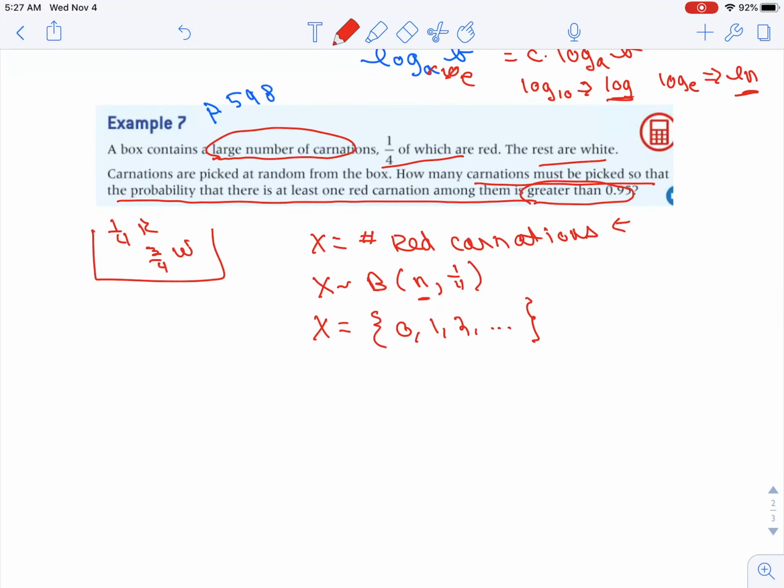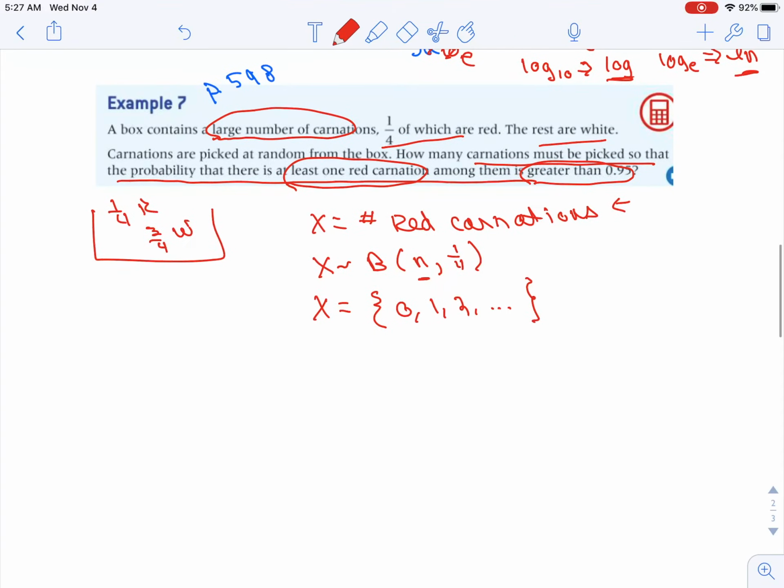Now what they're asking us to find is the probability that there's at least one red carnation among those that we pick. So we want the probability that x is greater than or equal to 1, and we want that to be greater than 0.95.